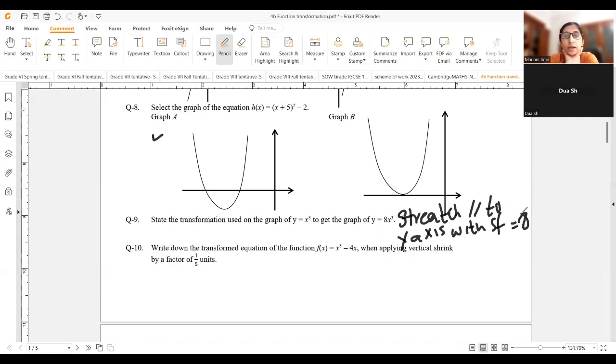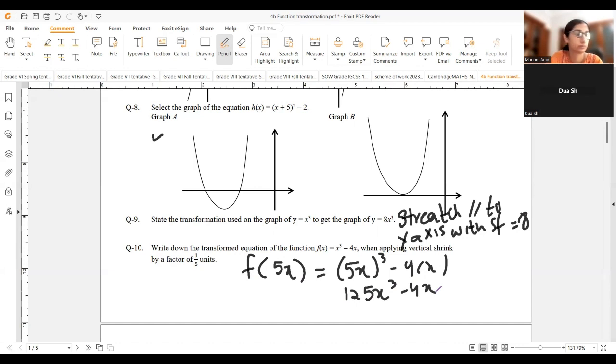Write down the transformed equation of the graph y = f(x) = x³ − 4x when applying a vertical shrink by scale factor 1/5. Vertical shrink is just a stretch, but since the scale factor is 1/5, it's going to be f(5x), because you reciprocate the stretch factor. So (5x)³ − 4x. This should be the answer.